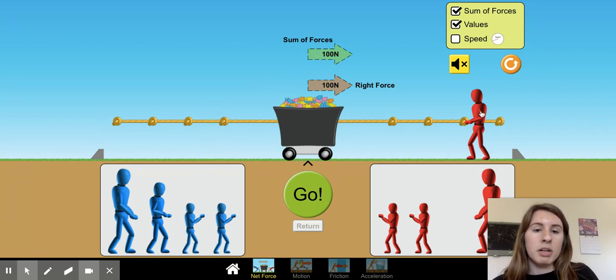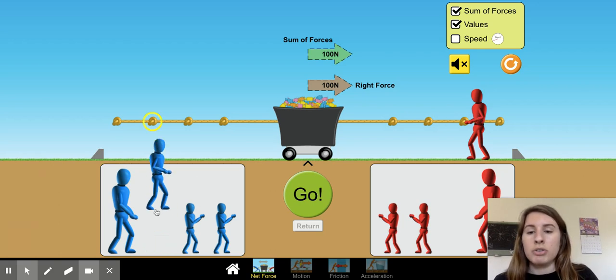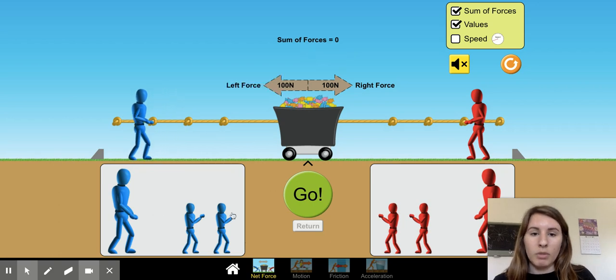So what I want us to look at is, to understand net forces, what would happen if we had 100 newtons on one side and 100 newtons on the other side. We're going to have a net force of 0 because 100 minus 100 equals 0. If you have forces going in opposite directions, you're going to subtract. So 100 minus 100 equals 0.